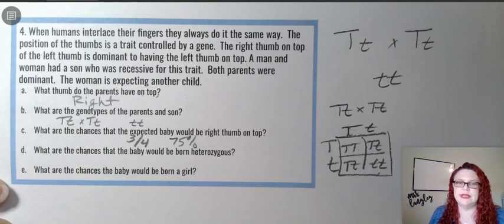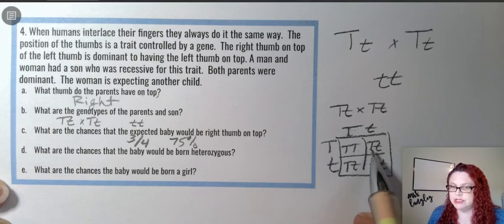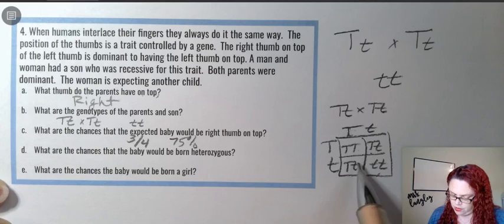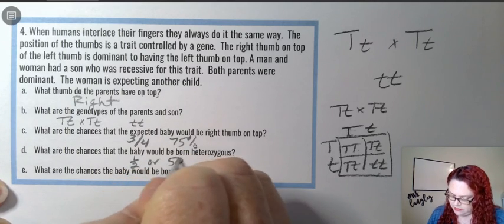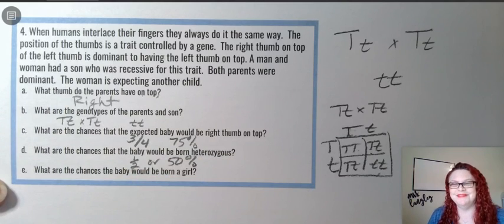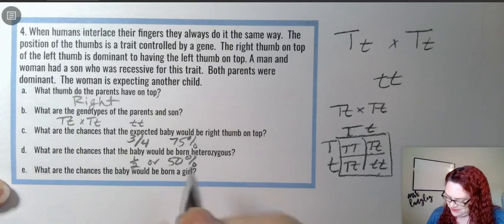What are the chances that the baby would be heterozygous? Well, heterozygous means 2 different ones. There's 2 out of 4, which is 1/2 or 50%. All right, now here's one that's a little different. What are the chances the baby is going to be a girl? Well, it's 50-50, boy or girl, so it's 50%.